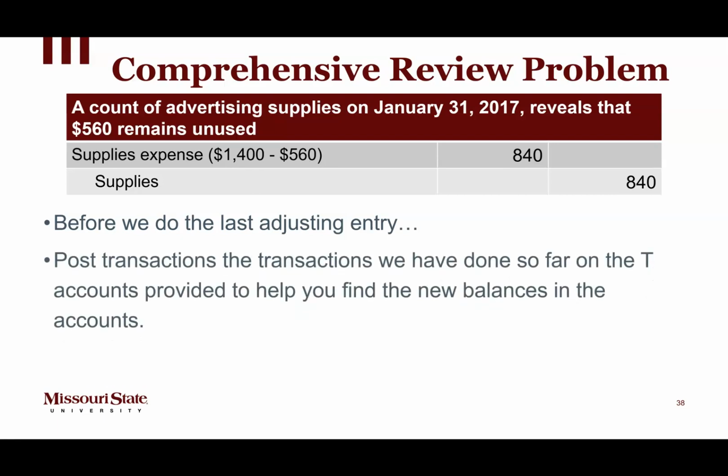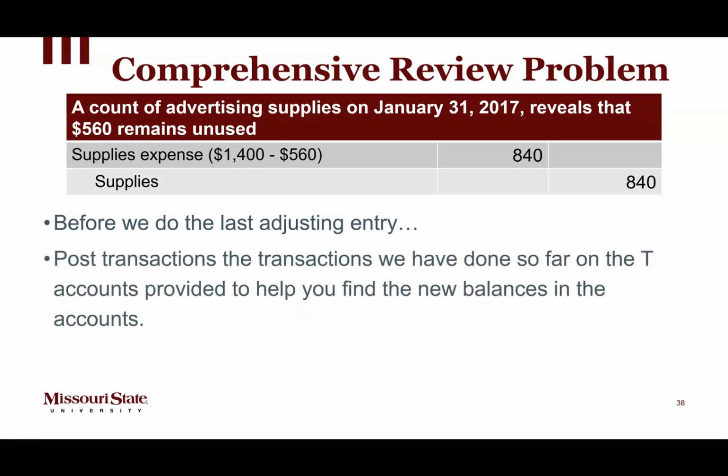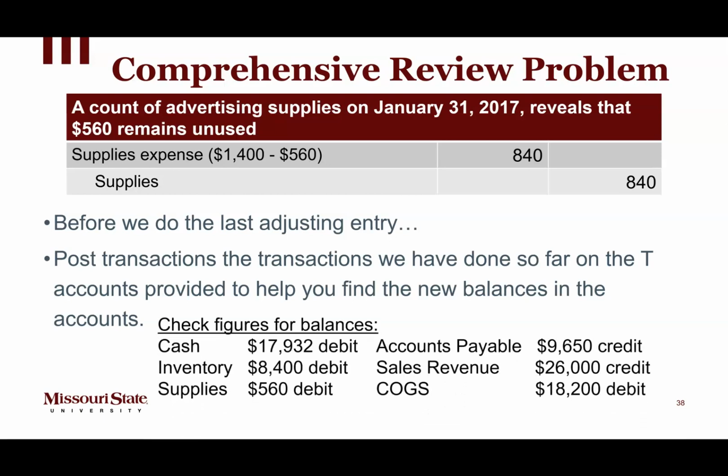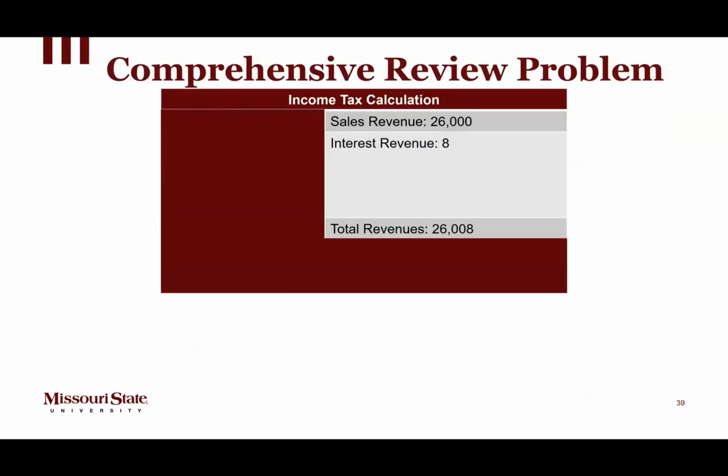So before we do the last adjusting entry, post the transactions we have done so far on the T accounts to help you find the new balances in those accounts, okay? Because now we're going to move those over, right? These are your check figures. Pause for a second, screenshot this, whatever you need to do to write these check figures down so that once you have completed your T accounts, you know that you match my numbers, right?